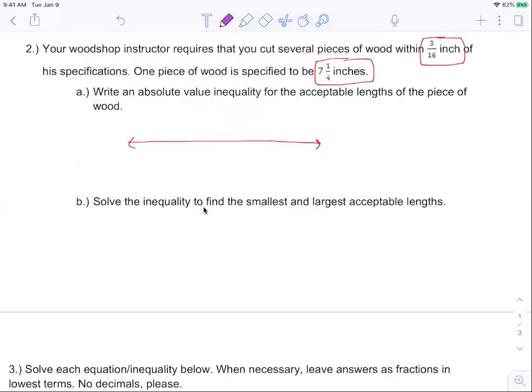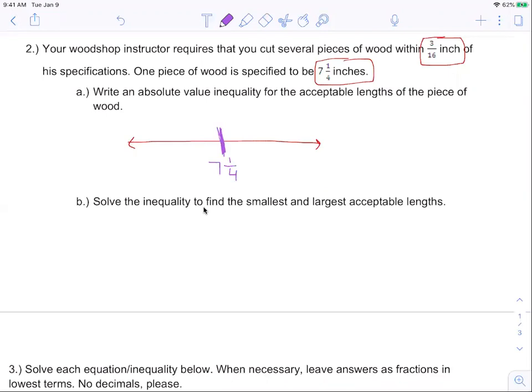But they want you to cut a piece of wood that's 7 1/4 inches. So I'm cutting this wood. So pretend this number line is my wood. I'm cutting it at 7 1/4 inches. So that's going to go in the middle. You're allowed to be off by 3/16 of an inch.